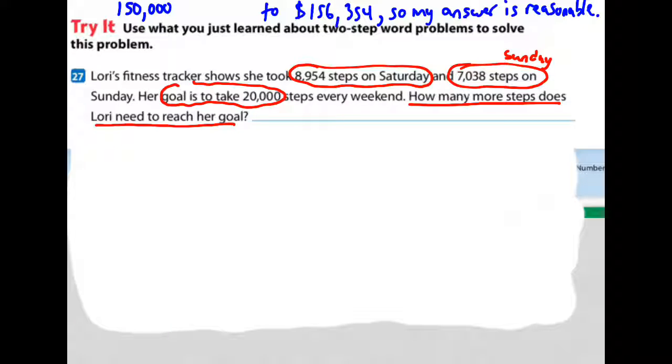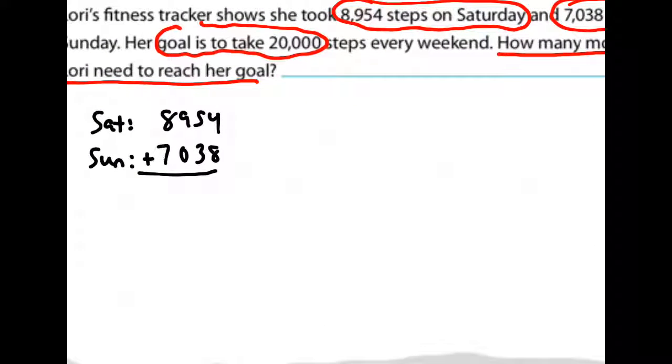So the other option is, I'm thinking I could add Saturday's and Sunday's steps together to get one number and then subtract that from 20,000. So that will get me the same thing, but then I have an addition and a subtraction problem to do. So I think I'm going to go with that one because I'd rather do an addition and a subtraction than two subtractions. All right, so first, let me add Saturday and Sunday steps together. So Saturday, and you didn't have to label this, but it was 8,954 steps. And Sunday was 7,038 steps. So I'm going to add those steps together, and I'm going to get 15,992. So these are my total, or Lori's total steps.